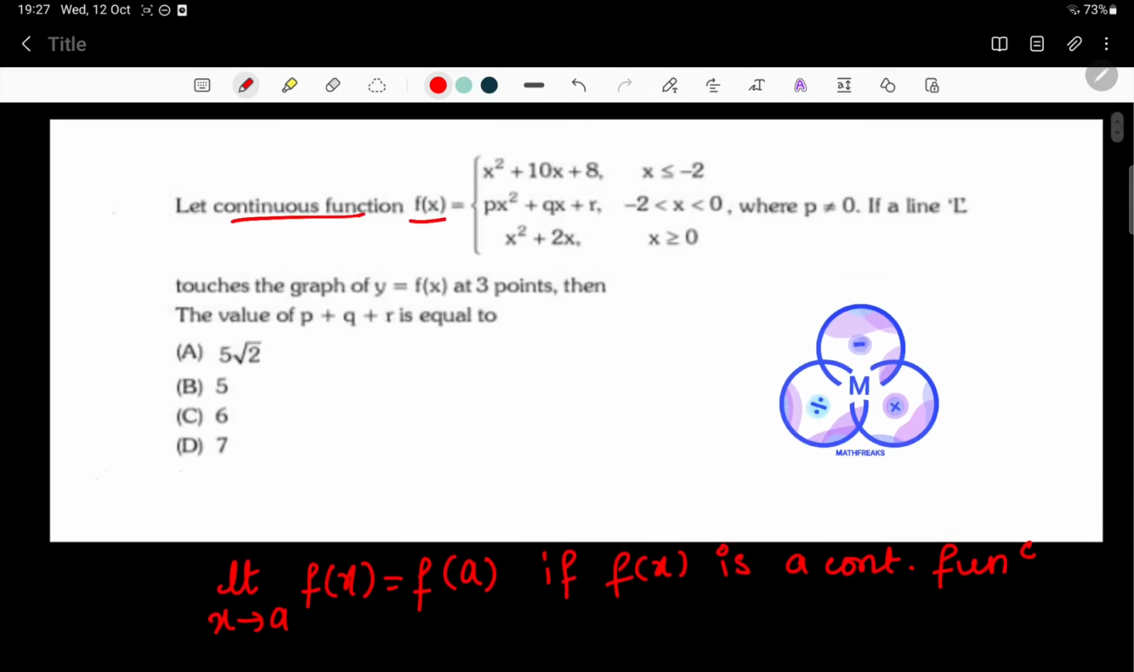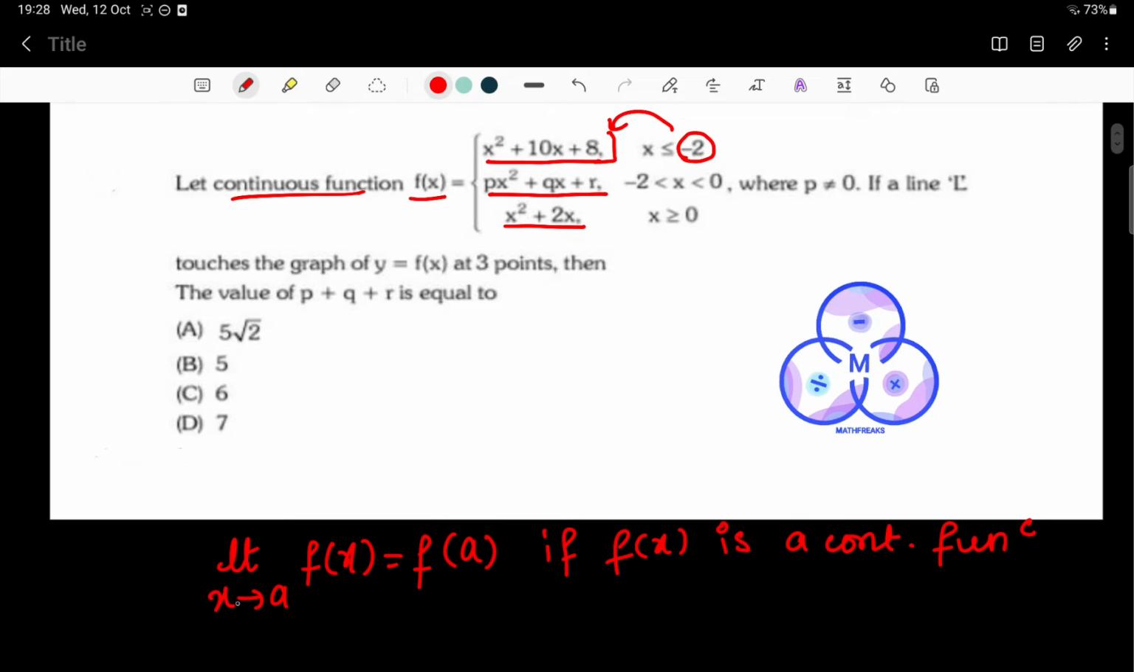Another thing: if you look at these functions defined over different ranges of x, none of these functions is undefined for the extreme values of x. Here it has been given that this is f(x) for all x less than or equal to -2. Now if I put the value -2 in this function, we are not getting any undefined value, right? So we can directly put the limit, x equals a.